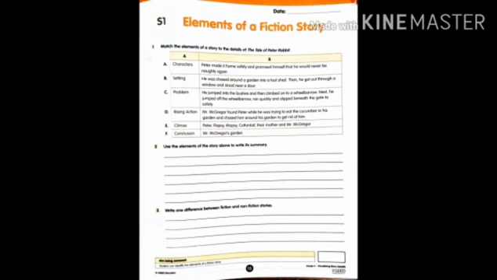Now coming to the second one, we want to use the elements of the story above to write its summary. Just write a summary within 4 or 5 lines, by seeing the details given in the first question. So the summary must be very small. Then write one difference between a fiction and a non-fiction story. So all these days we were discussing what is a fiction and what is a non-fiction. The stories are there. So based on what you know, just try to write the answers.